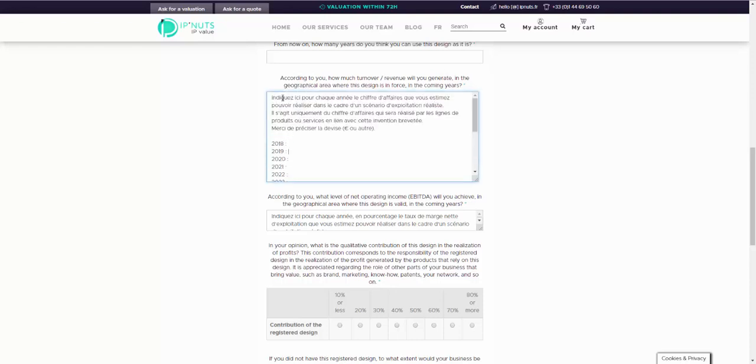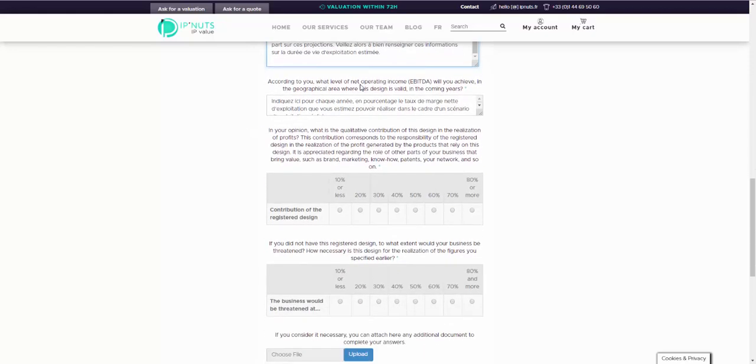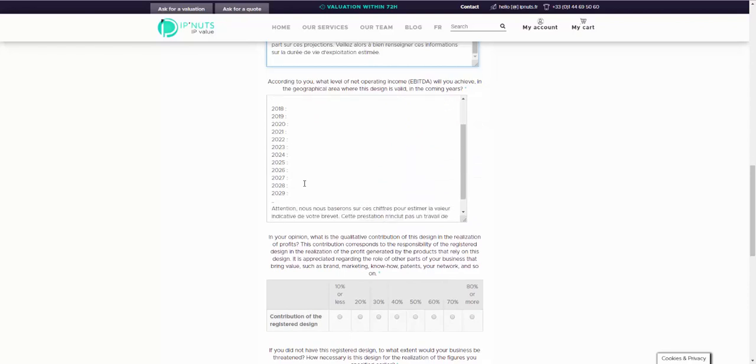So we propose a frame here to facilitate your answer. Here it's in French, but you have to specify the turnover you will generate for the next coming years. Okay, and the result is quite important. The other question is the same kind of question, but it's not about your revenues, but your net operating income, your EBITDA. Once again, it's regarding your design and the geographical areas where your design is in force. So here again, you complete the EBITDA you expect to generate in the coming years.